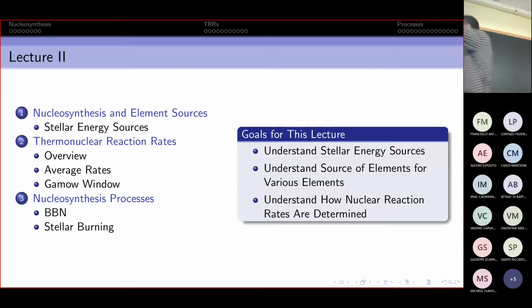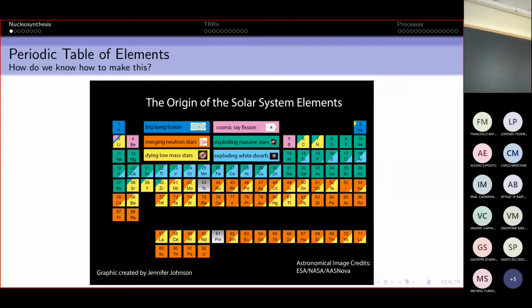Okay? All right, we want to understand where the energy comes from in stars, the source of elements, and how nuclear reaction rates are determined. Because nuclear power is really what powers the universe here. We saw this yesterday. All right? So I will review.